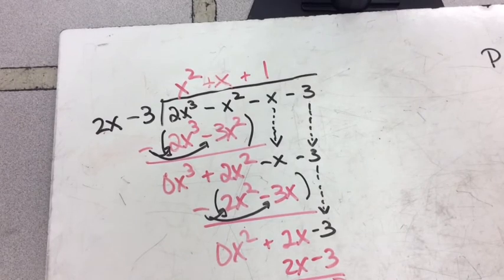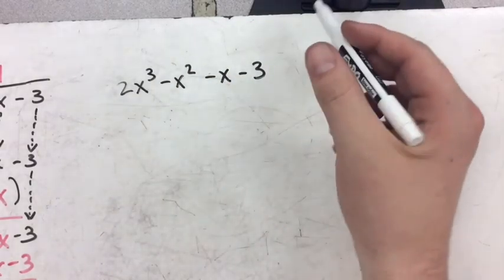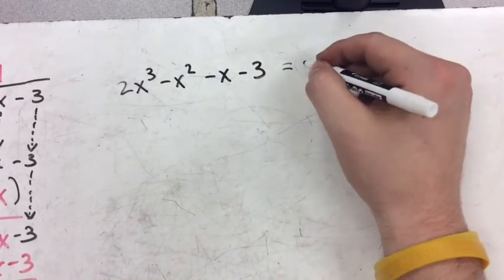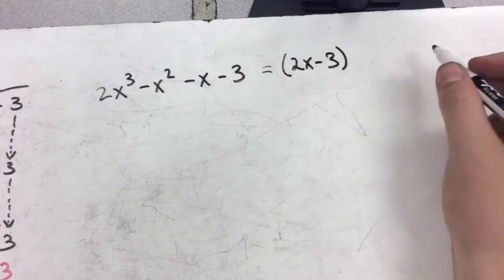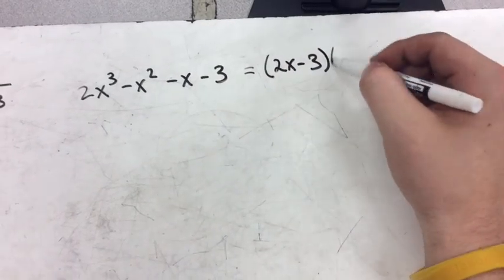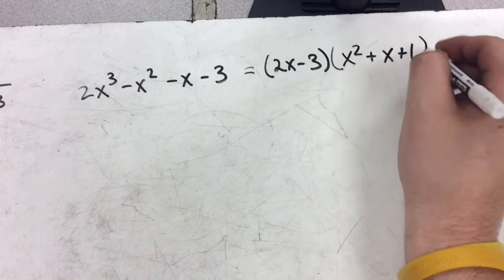We are almost done at this point. The last step is we have to present this like a mathematician would. So we write our polynomial that we started with, and then we write our factor, which was 2x minus 3. And then we write what we got in our division, which is x squared plus x plus 1.